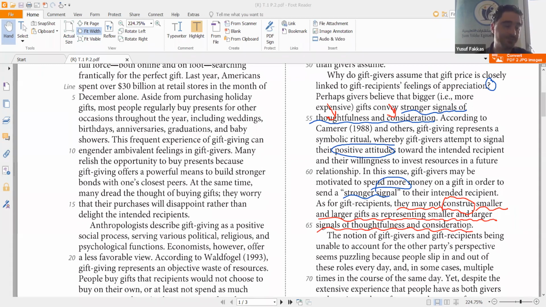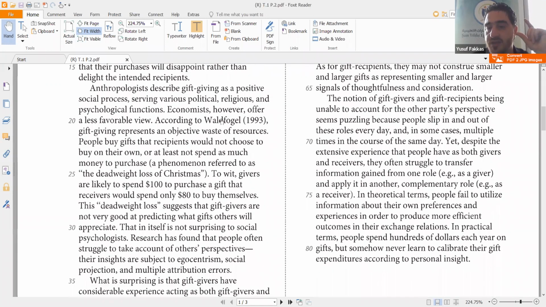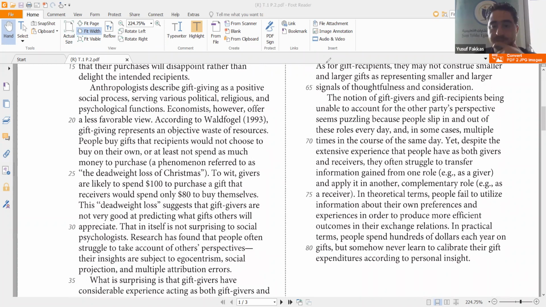So simply what they're telling us here is that what givers believe is not the same thing as what receivers believe. The givers think this more expensive gift means I care more, so they will appreciate it more. But the recipient doesn't receive a smaller gift as a weaker feeling of thoughtfulness, or a larger gift as meaning more thoughtfulness and consideration. Here's the gap. Here's the explanation. There's a gap between how the givers think and how the recipients think.